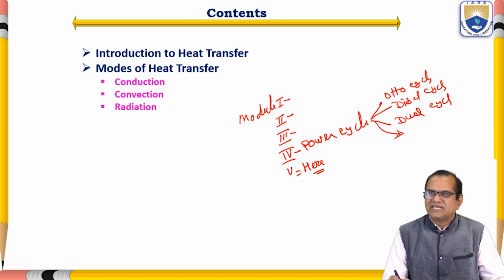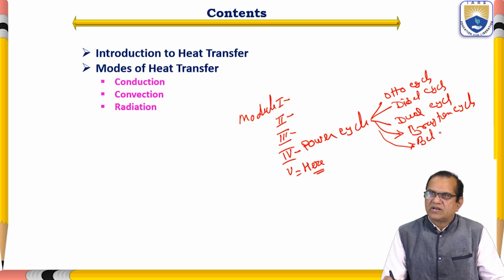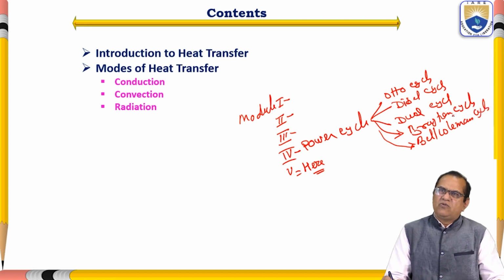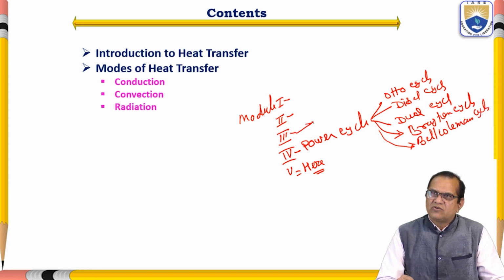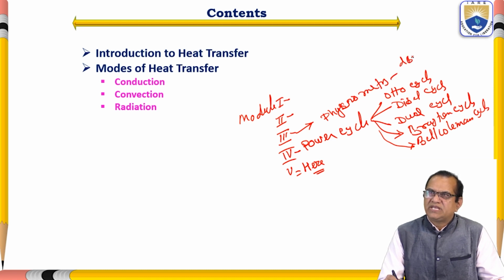dual cycle. Then we have seen the Brayton cycle. Then we have seen the Bell-Coleman cycle. This we have covered. And in this we have covered psychrometry, in this dry bulb temperature, DBT, WBT and so on. We have seen the humidity and all.